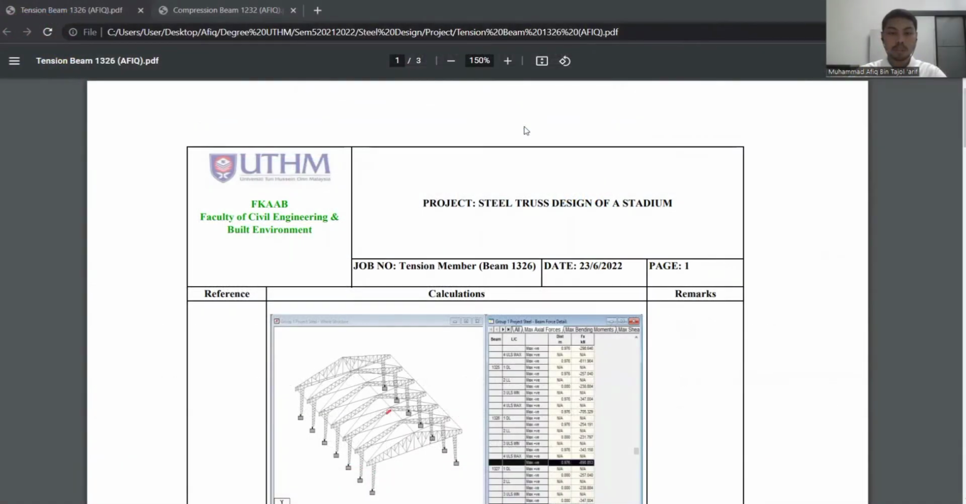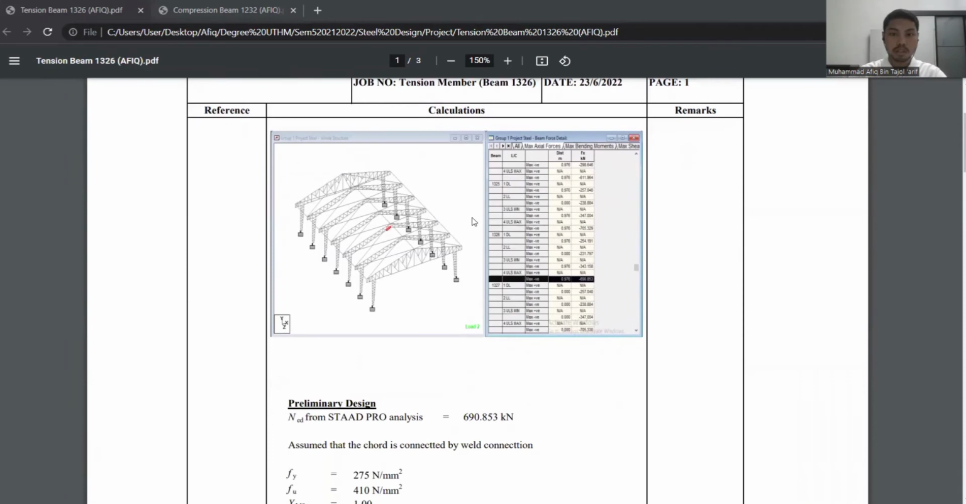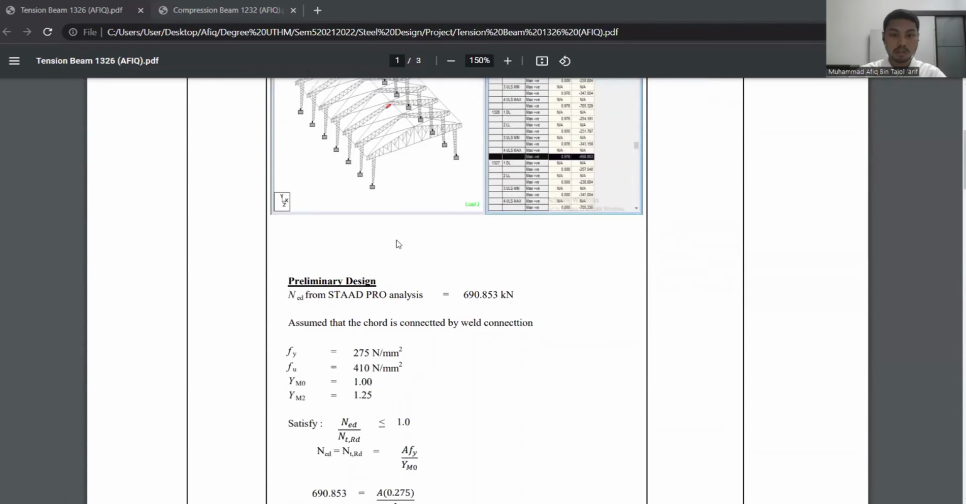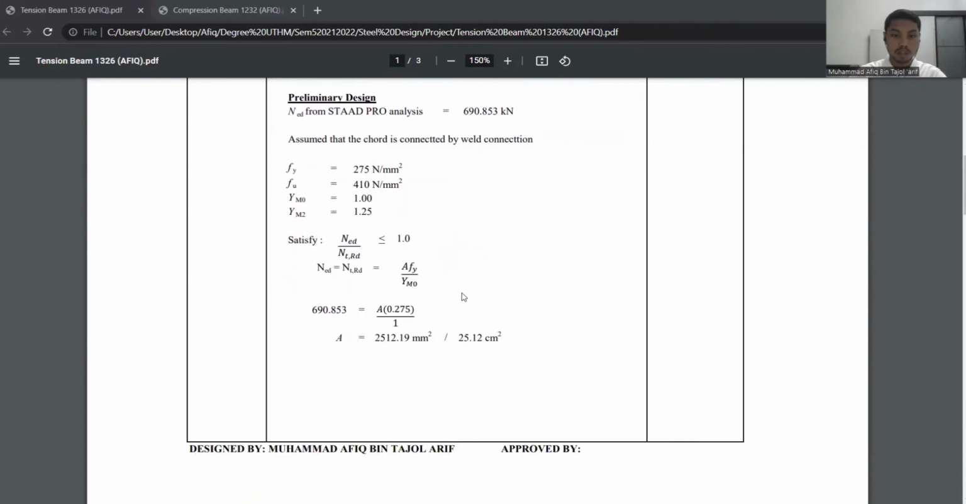We continue the presentation with the manual calculation. We start with the tension member at beam 1326. This is the picture of the placement of beam 1326 in STAAD.Pro. The NEd from the STAAD.Pro analysis is 690.853 kN. First, we calculate the area, and we got 25.12 cm².